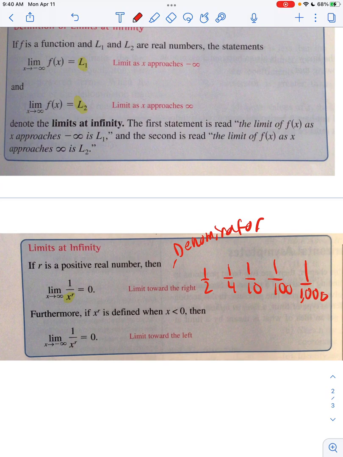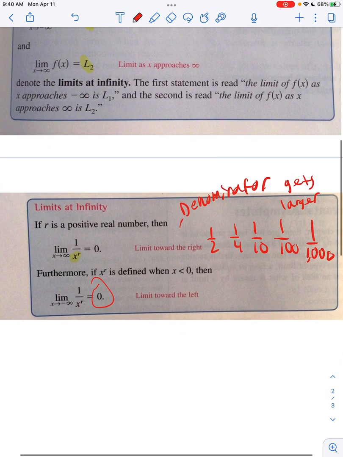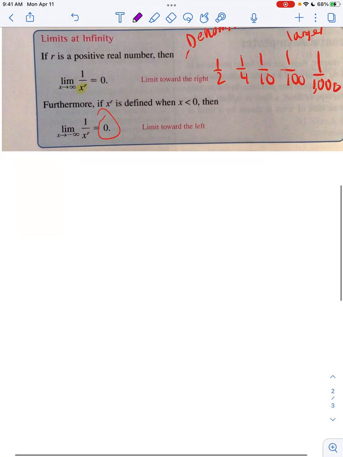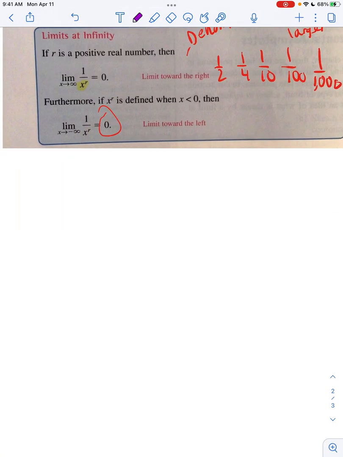So as these numbers are getting smaller, your limit is getting closer and closer to 0 because the denominator gets larger. So if you see that your denominator is increasing, whether it is towards the left side or towards the right side, your number is getting smaller and smaller, therefore it's getting closer and closer to 0. So let's do an example.